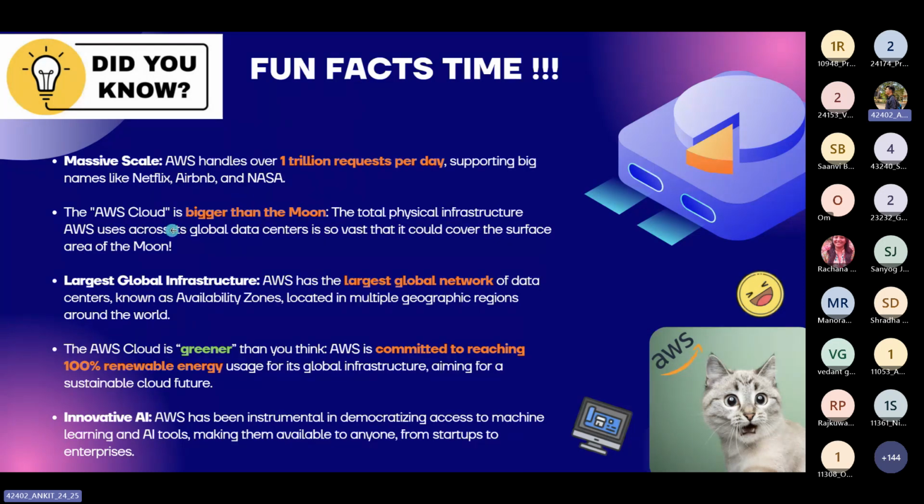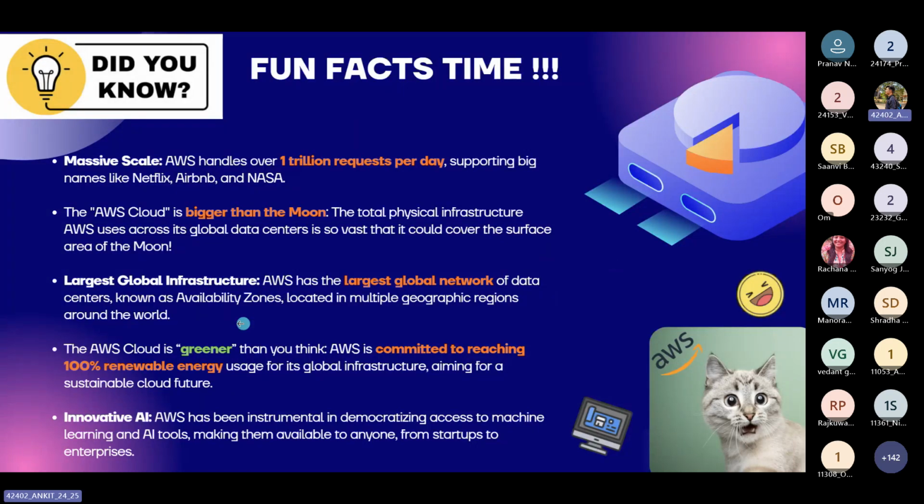And AWS cloud is bigger than the moon. It means the total physical infrastructure AWS has globally, across the global data centers, is so vast that it could cover the surface area of the Moon. Even I got to know about this today while searching for fun facts. And yes, it is the largest global infrastructure, the map that I showed you in the starting.